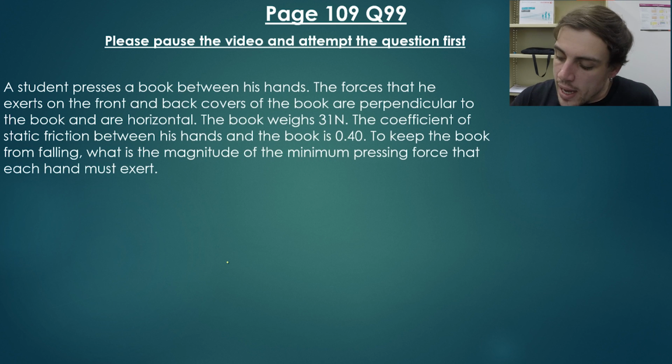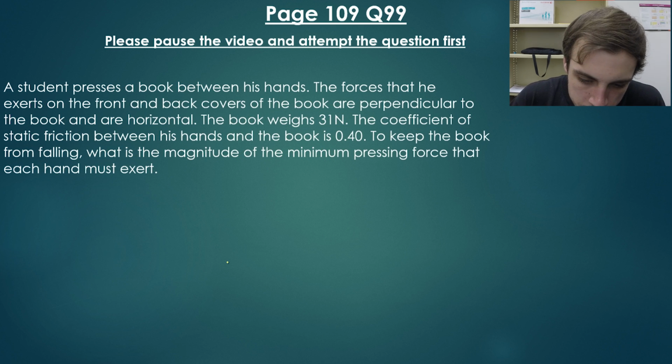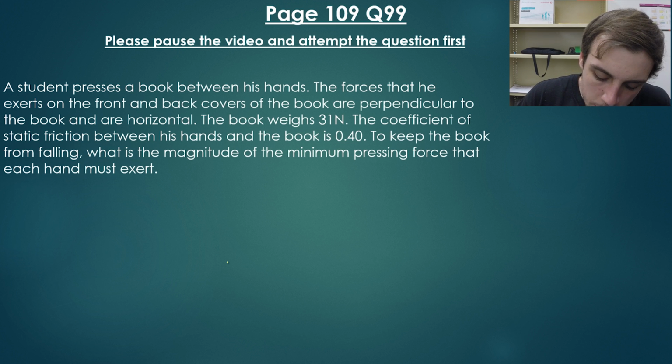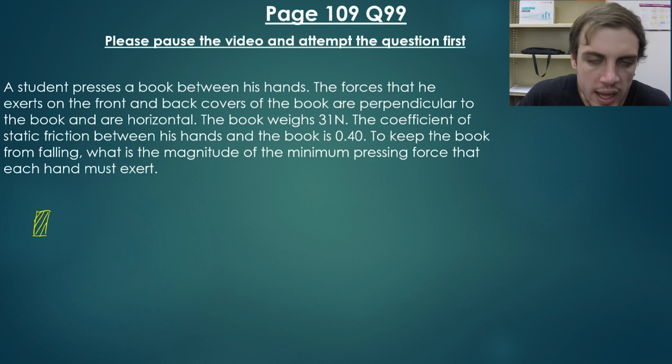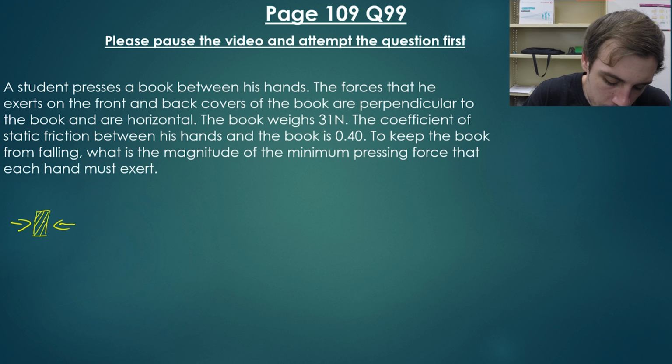Okay, so let us now look at question 99. A student presses a book between his hands. The forces that he exerts on the front and back covers of the book are perpendicular to the book and are horizontal. That's just an unnecessarily complicated way of saying he's pushing the book in here. They're horizontal and perpendicular to the book. So the book is here, it's perpendicular, so it's pushing this way.